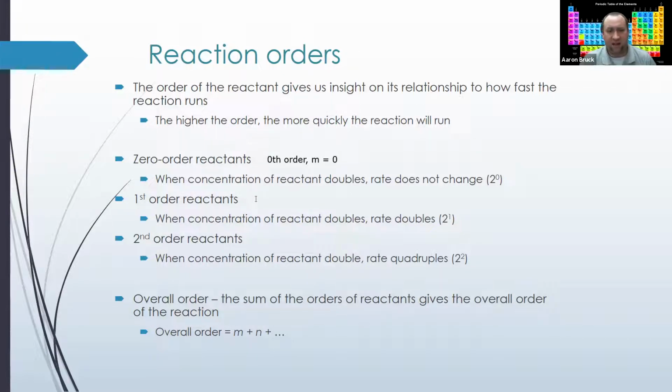First order reactants, these are where m is equal to 1. These have a linear relationship with rate. So when the reactant concentration doubles, the reaction rate doubles. When it triples, the reaction rate triples. If it's cut in half, the rate cuts in half as well. For second order reactants, n is equal to 2, we have an exponential relationship with rate.